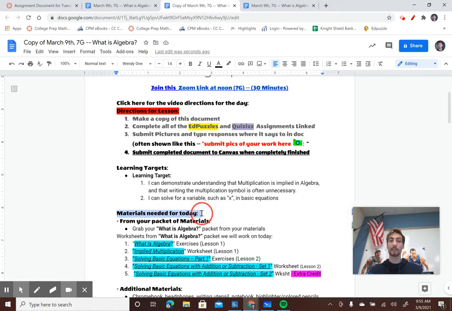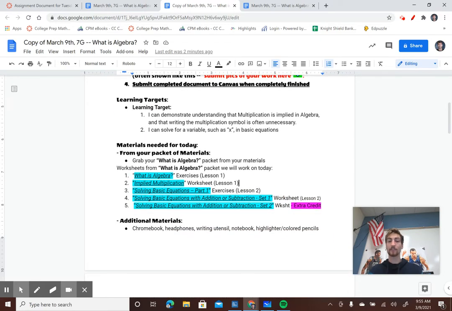The materials that you'll need for today are, first off, from your materials packet, these 5 worksheets. I know that sounds like a lot, but these worksheets can go by really quickly. I'm talking like 3 minutes a worksheet. The ones you're going to need are What Is Algebra, and that'll be in the form of a packet, and then the 4 sheets that follow it inside the packet. These are all a part of one packet, and the first sheet says What Is Algebra. 2 of the worksheets are for lesson 1, and 2 of the worksheets are for lesson 2. Then there's 1 extra credit homework sheet at the end, and that'll be for some night cards.